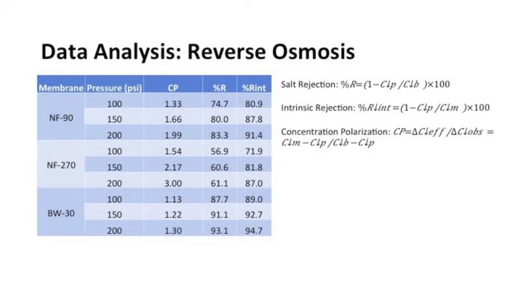To quantify the separation effectiveness, salt rejection was calculated at varying pressures. The observed salt rejection and the intrinsic salt rejection at the membrane were considered for each tested semi-permeable membrane. Our results ranged from 57% to 93% salt rejection.